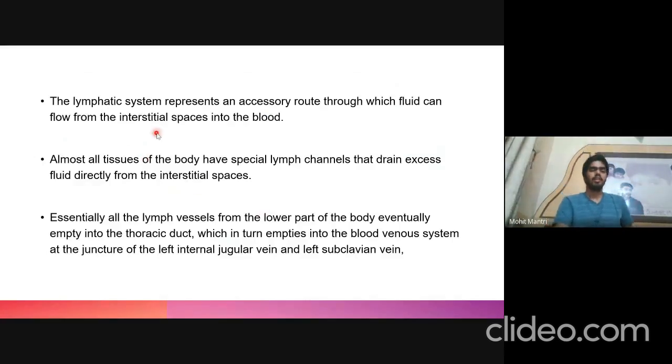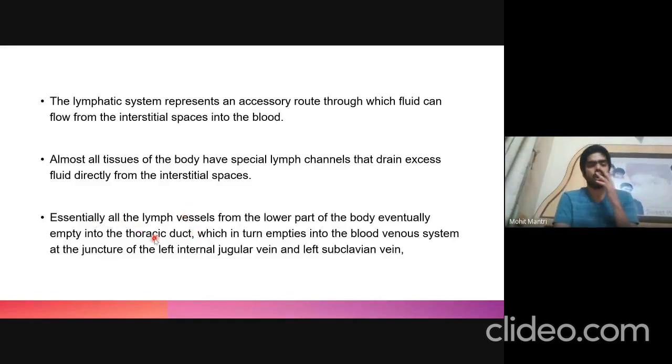So here comes the role of the lymphatic system. The lymphatic system represents an accessory route through which this fluid from the interstitial spaces can flow back into the blood. Almost all tissues have specialized lymph channels that drain the excess fluid directly from the interstitial spaces. So there are lymphatic capillaries. These lymphatic capillaries will collect fluid from the interstitial spaces, and then via the lymphatic vessels, it will transport the fluid to veins.